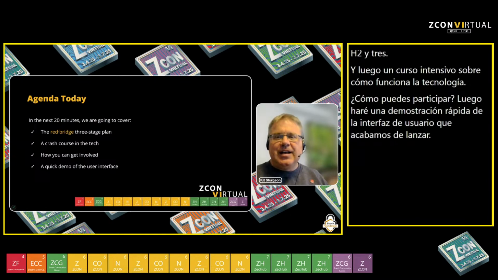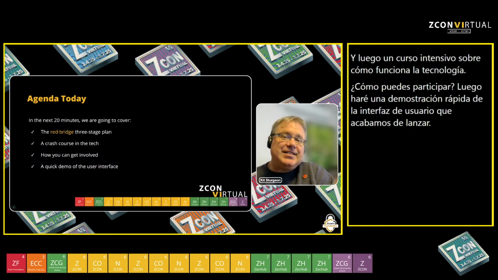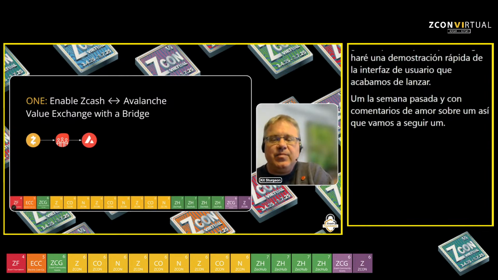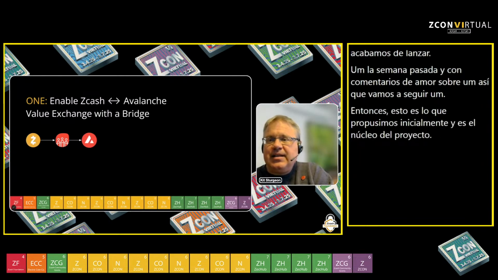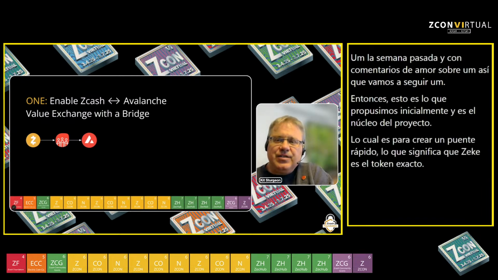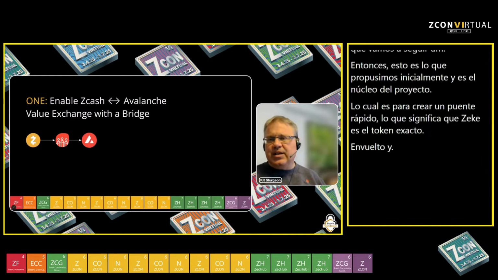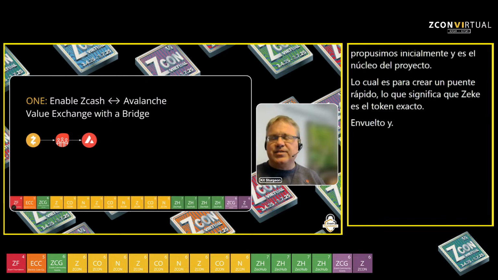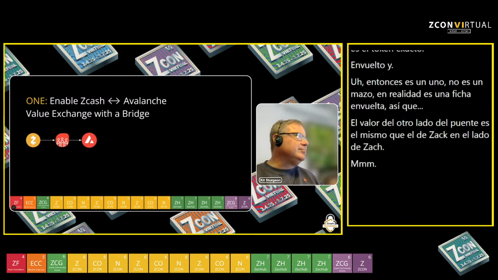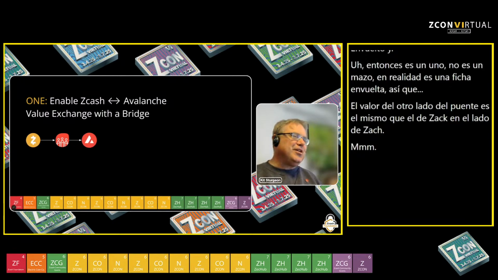So let's get going. This is what we proposed initially, and is the core of the project, which is to create a wrapping bridge, which means that the ZEC token is wrapped, and so it's not a DEX. It's actually a wrap token. So the value on the other side of the bridge is the same as ZEC on the Zcash side.